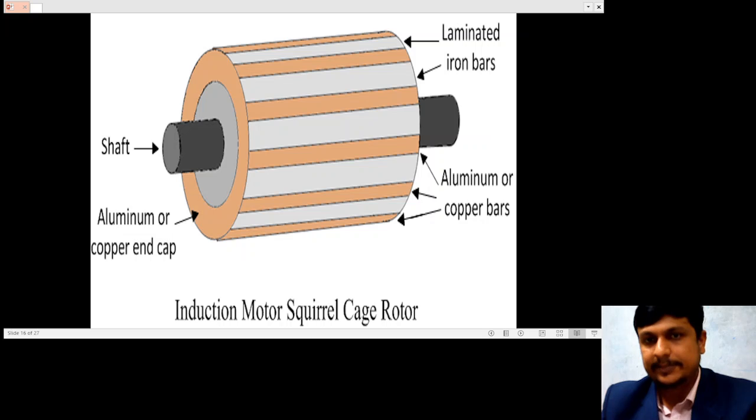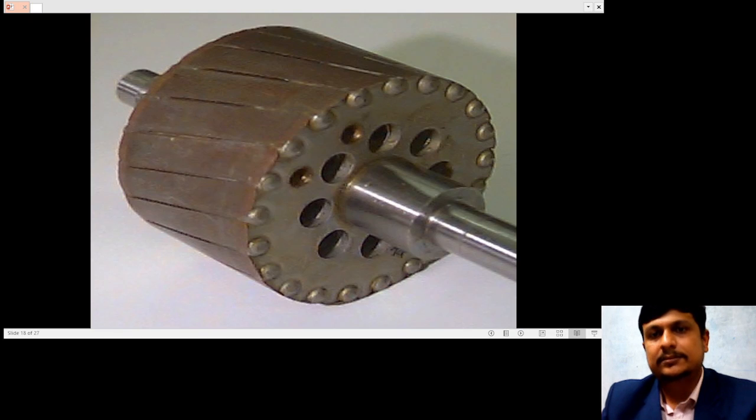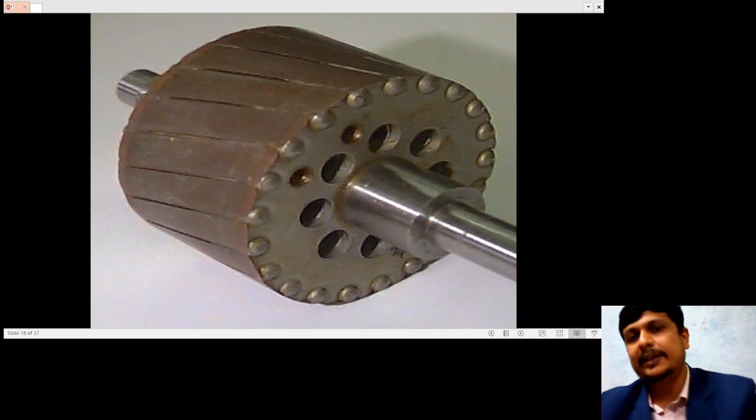This is another pictorial representation of a squirrel cage rotor. You can better visualize the construction of a squirrel cage rotor from this diagram, how it is constructed. When you dismantle the machine in your laboratory, you will find similar construction like this. This is the actual visualization of your squirrel cage rotor.